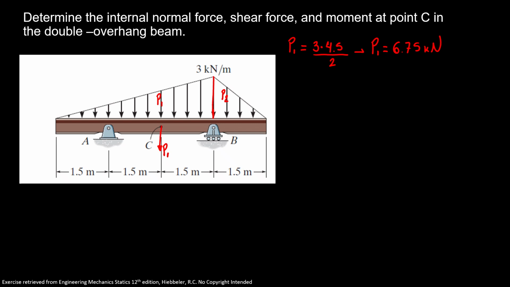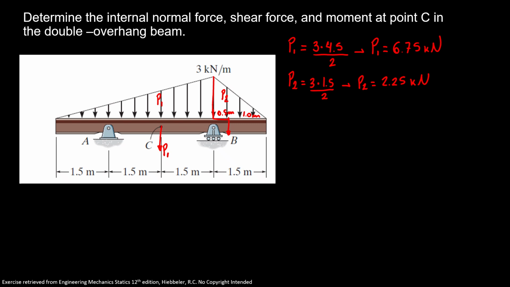P2 is the same approach. So our P2 is equal to 3 times 1.5 divided by 2. Our P2 is equal to 2.25 kilonewtons, and it's applied at 1/3. So here to where P2 is, I have 0.5 meters and 1 meter from the overhang.